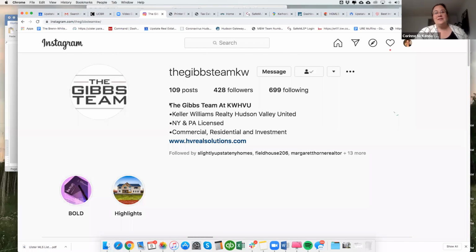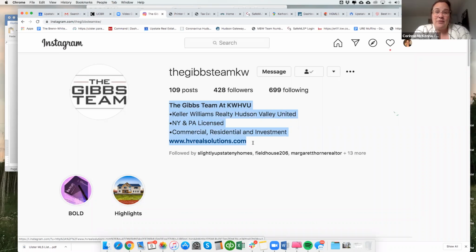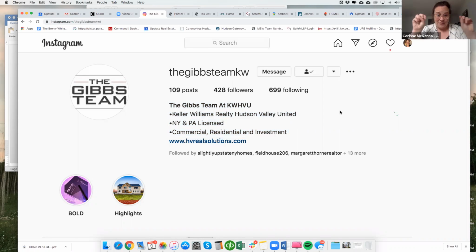If you're looking at branding, this is the other anatomy of a post that we didn't talk about, which is your bio, and your profile picture. If I look at the profile picture, the name, and this, there are a couple of things I would flag. First, insider language, like KWHVU, which I know you have to put there, but that might be confusing for somebody. You have KW, which might also be confusing.